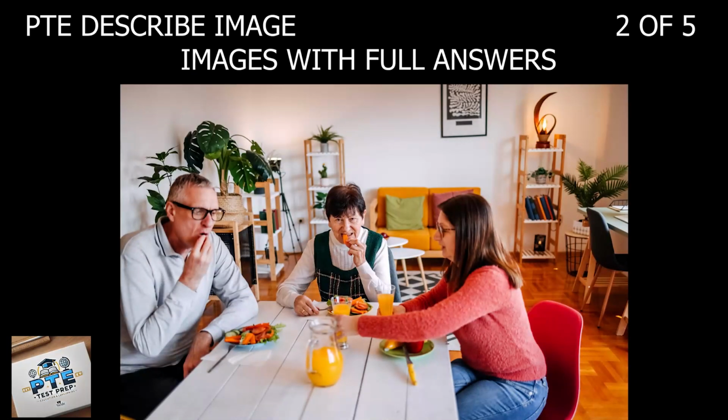This image shows 3 people sitting together at a table. They are eating a healthy meal with vegetables and juice. They look comfortable in a home environment. The background includes plants and furniture. They seem happy and relaxed while eating.